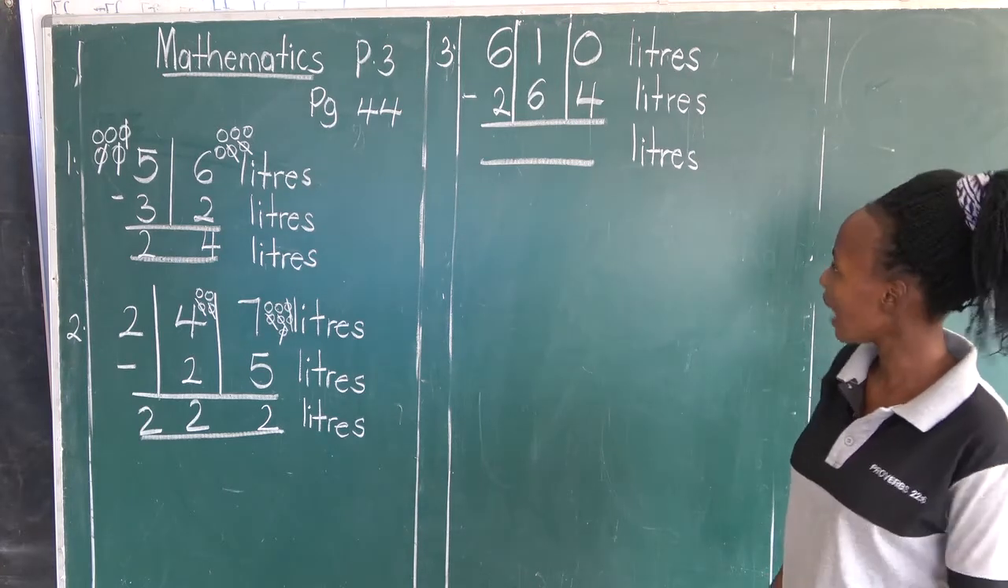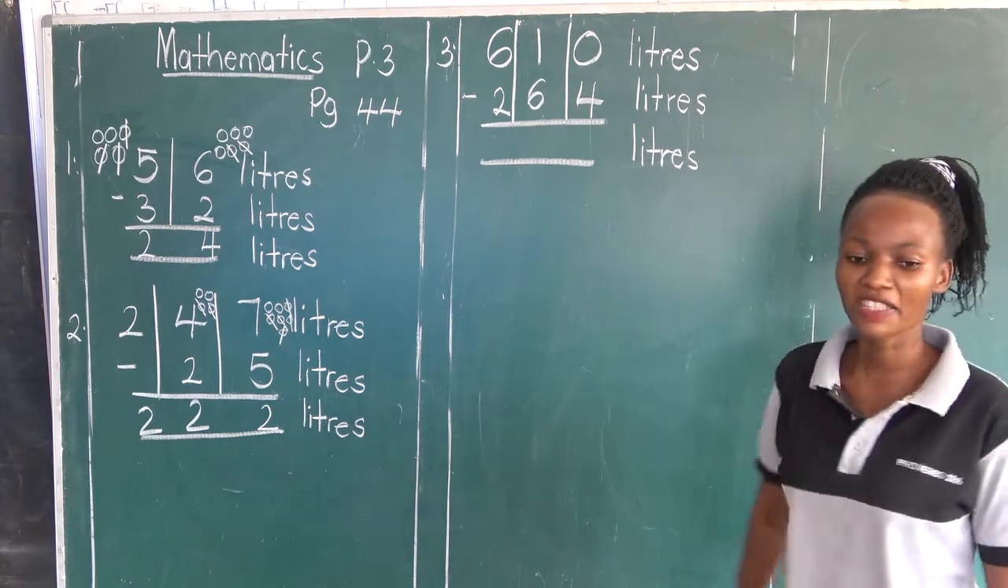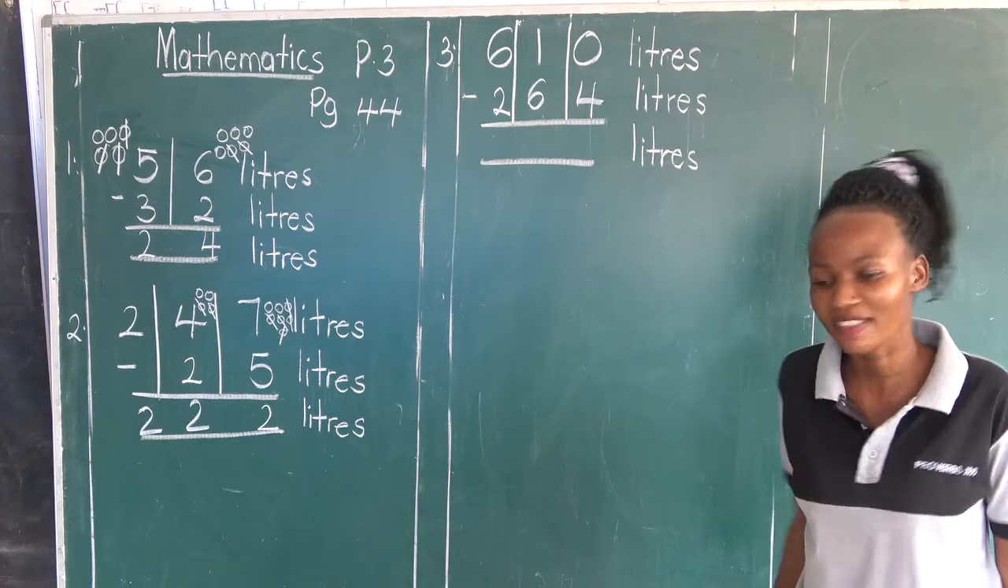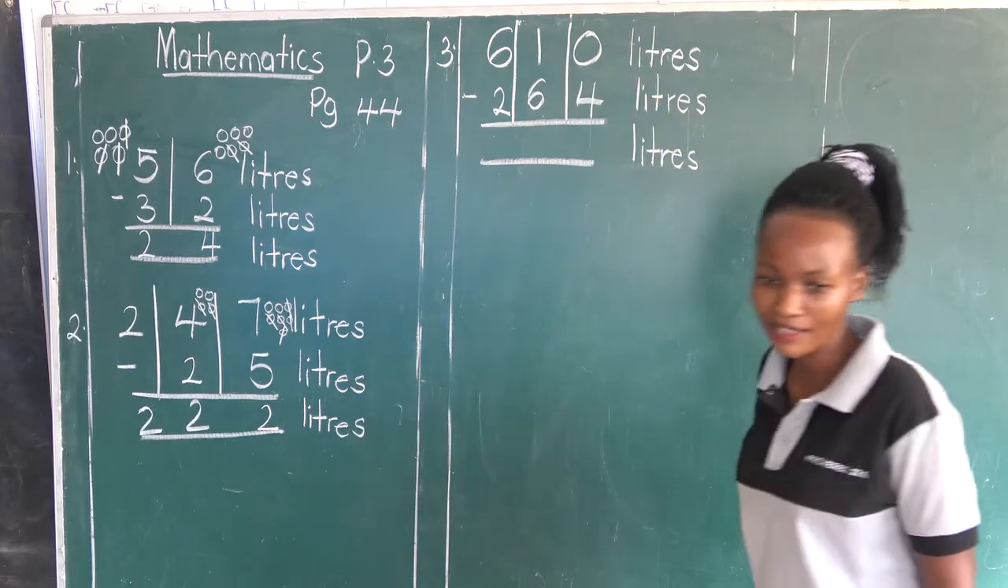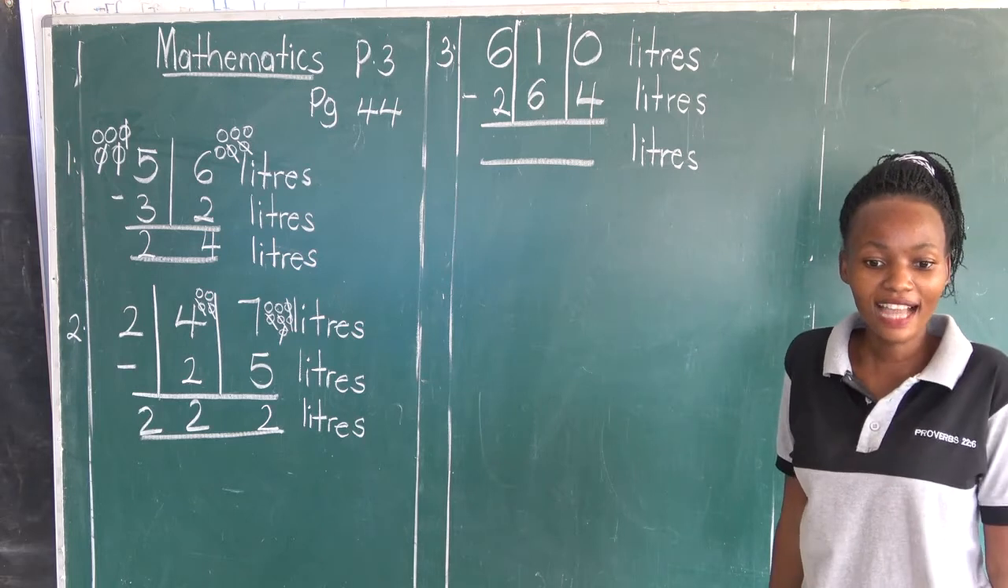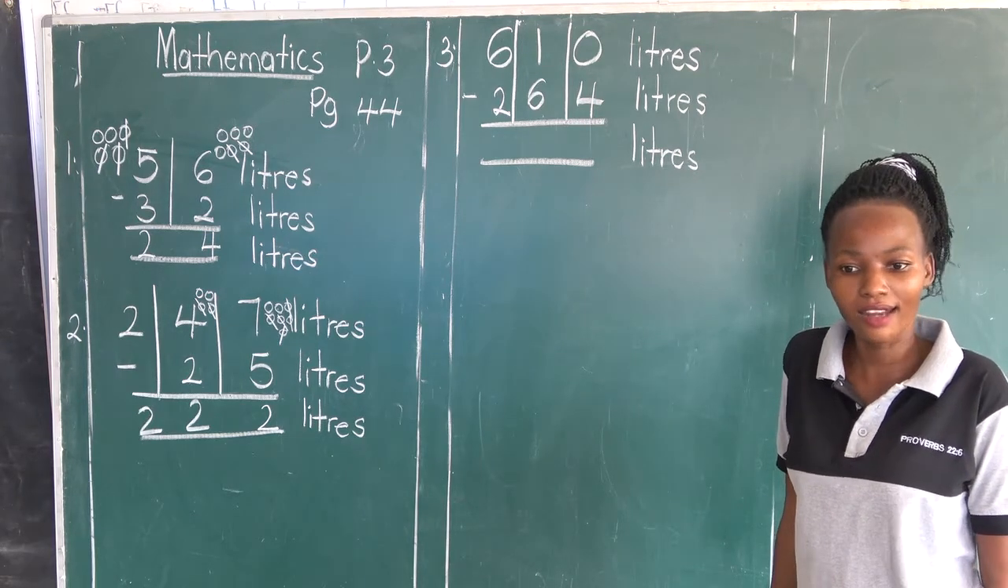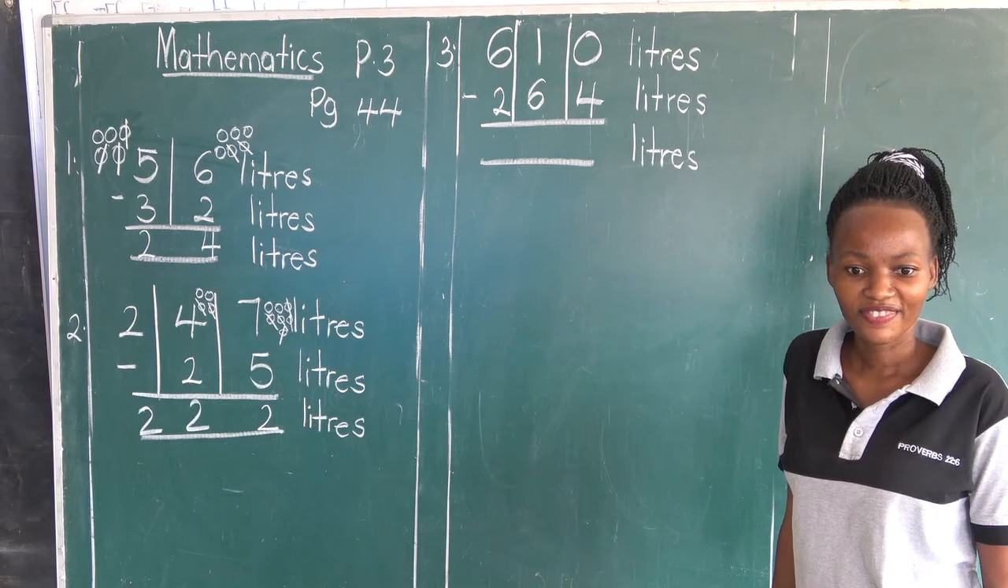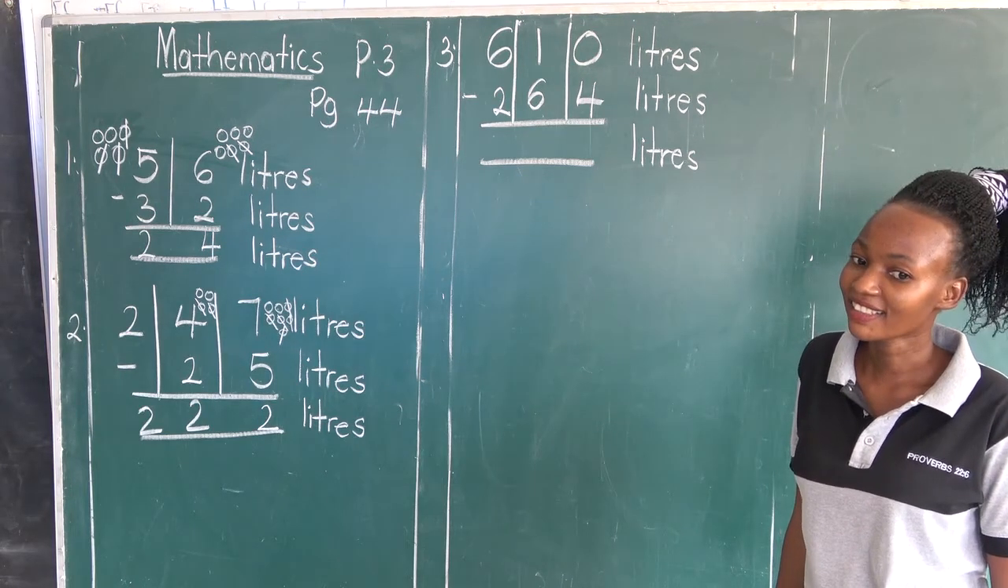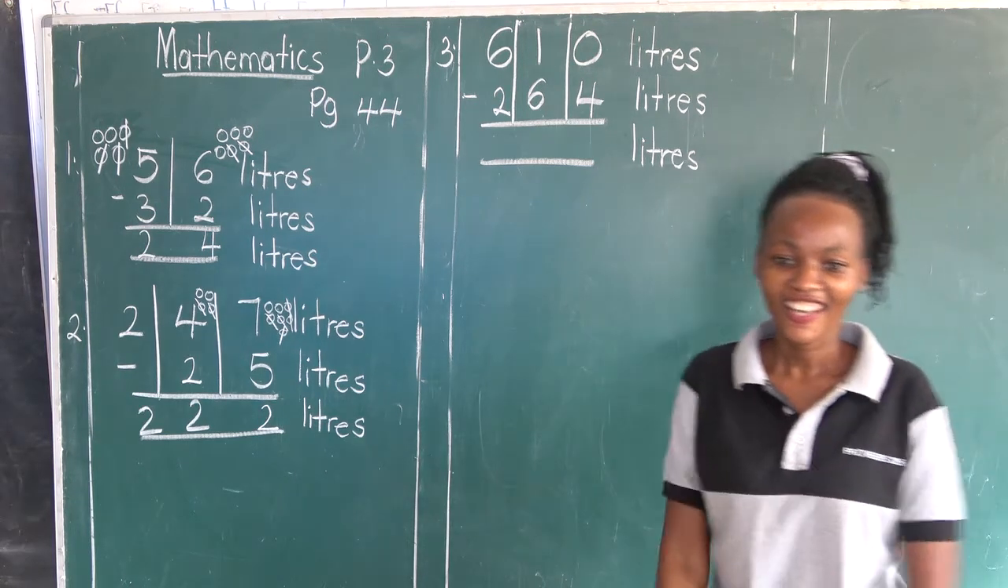Oh wow. Now we are starting from ones. Who can tell me what you can see from ones? This is the place value of ones. What can you see? What are you going to subtract under ones? Yes, Austin?